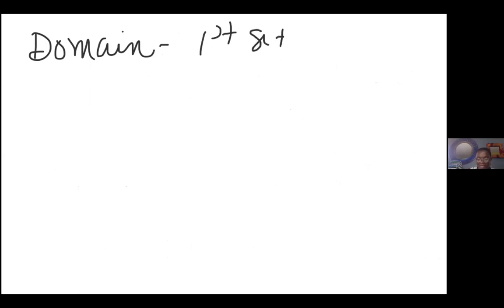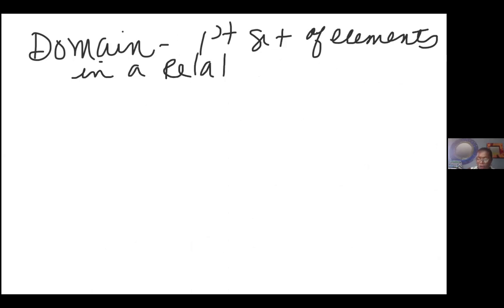And so on this one, guys, the first set of elements in a relation is referred to as the domain. The domain is the first set. I'm going to rewrite it again, okay? The first set of elements in a relation. As in, guys, all the x's, okay?